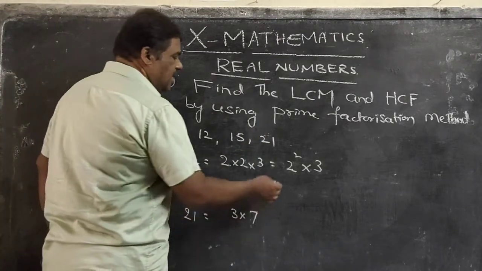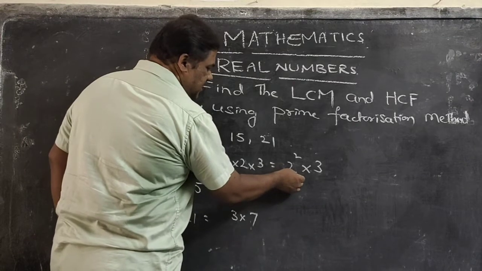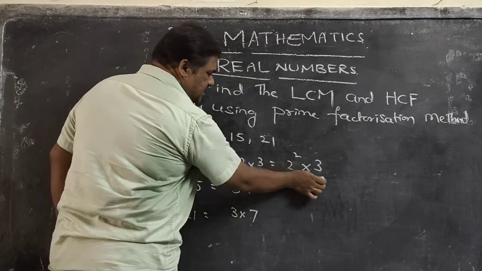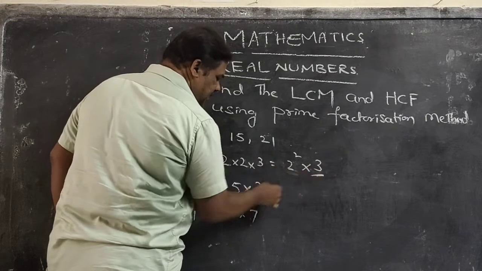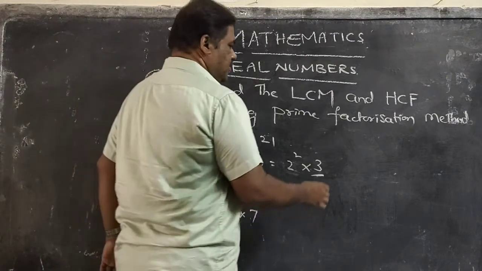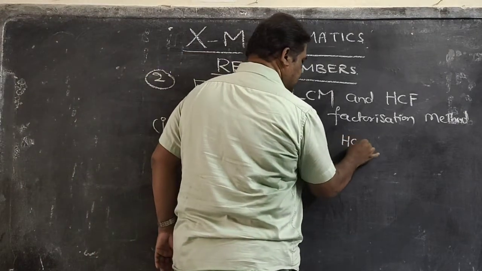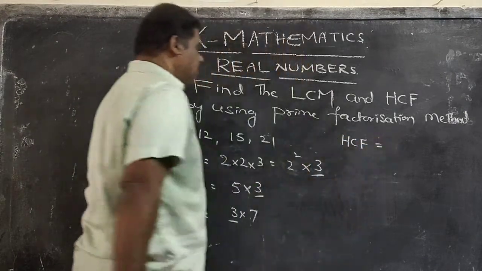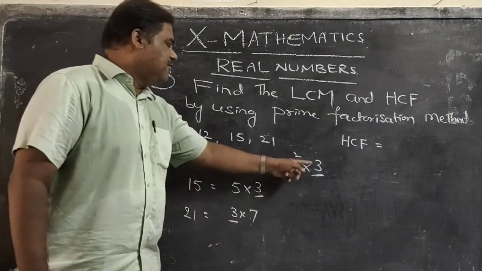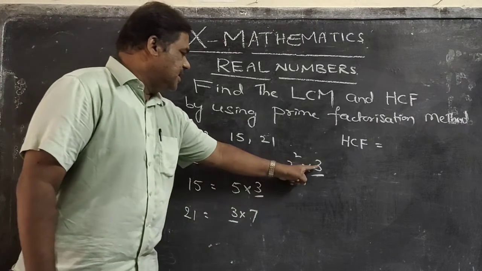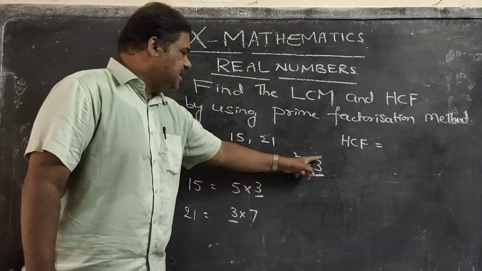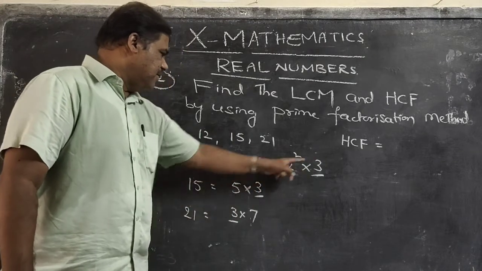First you underline the common numbers, common factors. Here 2 is there, here it is not there. So common is 3. 3 is common. Now HCF means the common factor with highest power. Here 3 is common. In all the 3, power of 3 is 1. So they have same power 1.